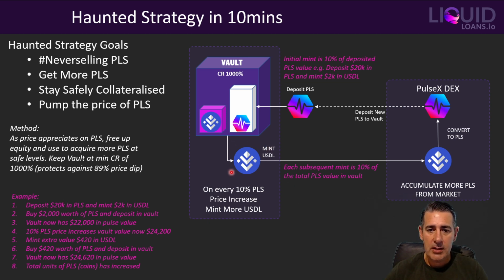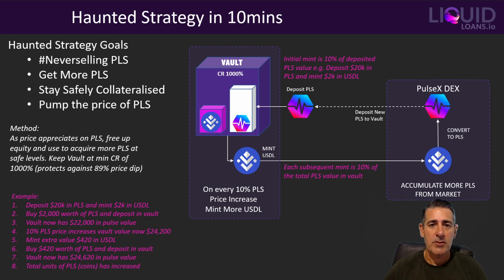So what we're taking is that minted USDL and we're sending it over to Pulse X, our decentralized exchange, and we're converting that USDL into Pulse. So we've taken essentially $2,000 worth of USDL, sent it across to the exchange and purchased $2,000 worth of Pulse. What do we do with that Pulse?